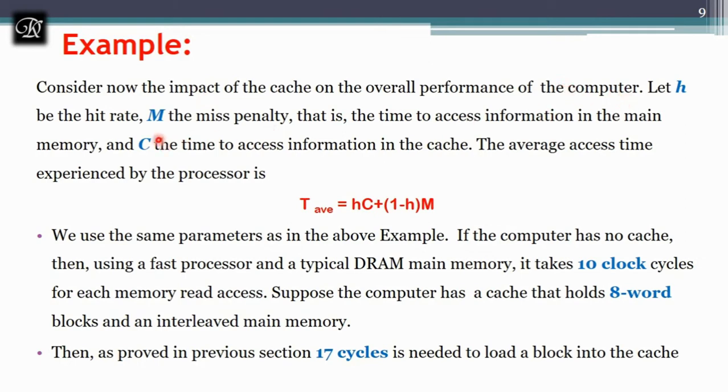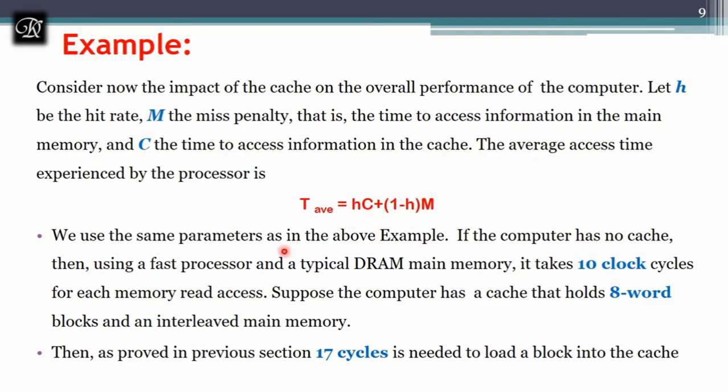Let h be the hit rate, M be the miss penalty, that is the time to access information in the main memory, and C be the time to access the information in the cache. The average access time can be calculated with the formula T average = h × C + (1 - h) × M, where 1 - h is the miss rate, multiplied by the miss penalty.